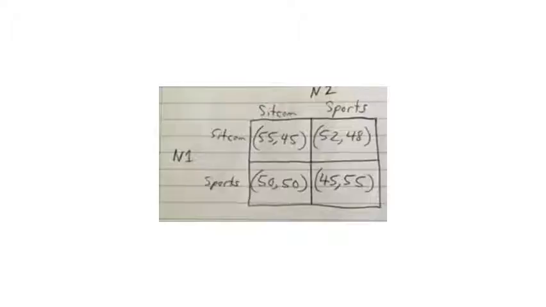And remember that network 1, or player 1, considers first payouts, network 2 considers second payouts. So for example, if both networks choose sitcom, then the outcome is described by the top left cell. And what the top left cell is telling us is that in that outcome, network 1 would get 55% of the market share, and network 2 would get 45% of the market share.